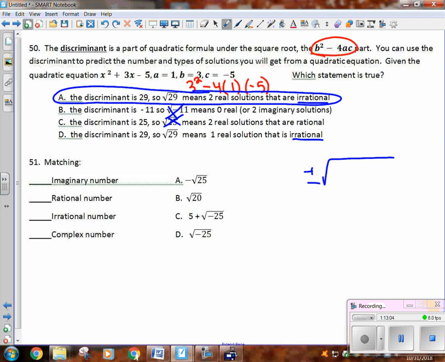Matching. I'm not going to let you get by with not learning something as much as I can give you about your numbers. Which number is imaginary? Well, we did this one a while ago. I think that's negative 5. That's an integer because it's a whole number. It's also rational because I could put it over 1, and it's also a real number because I could put it on the number line.